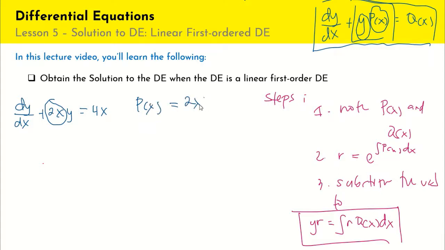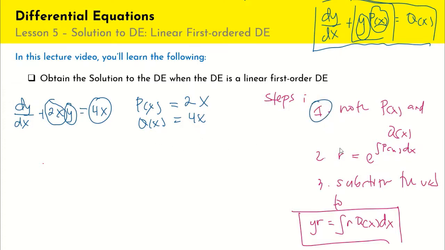Notice that this is a linear first order DE because y is only raised to 1, and this is first order because you only have dx, not dx squared. Again, what accompanies the y is the P of x. Now, what accompanies the y here is 2x. So that's P of x. Now, this is Q of x, what is left on the right side. So that's Q of x equals 4x. Now, step 1, check. We already have it.